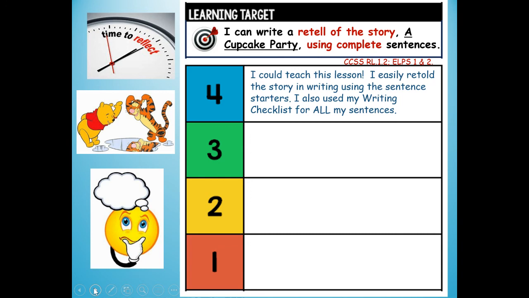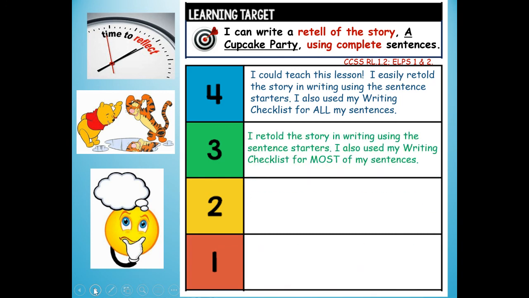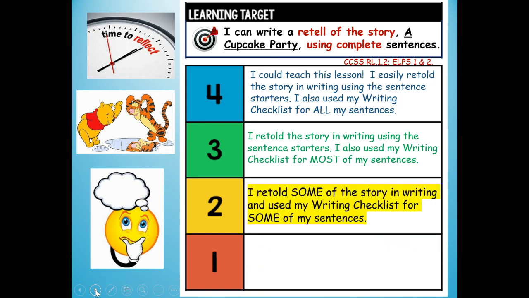Would you give yourself a 4? Or would you give yourself a 3? I retold the story in writing using my sentence starters. I also used my writing checklist for most of my sentences. Or would you give yourself a 2? I retold some of the story in writing and used the writing checklist for some of my sentences. Or 1, I did not retell the story and did not use my writing checklist.